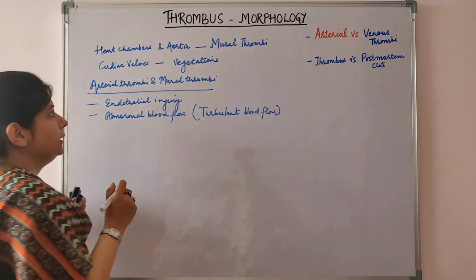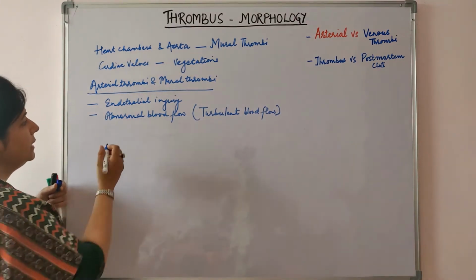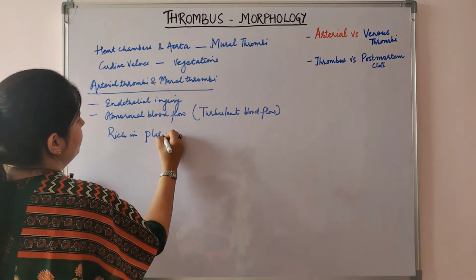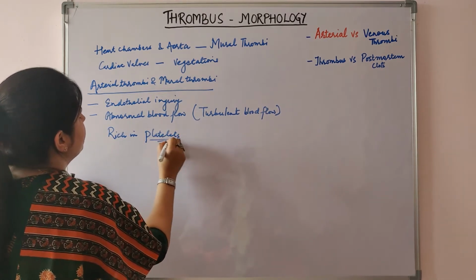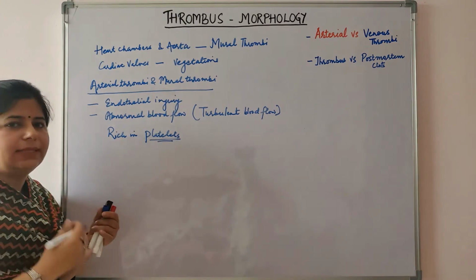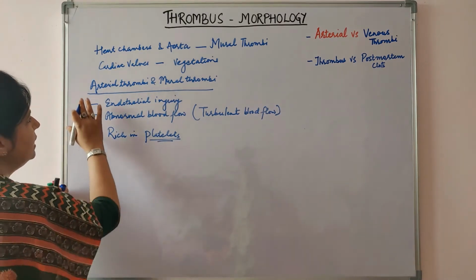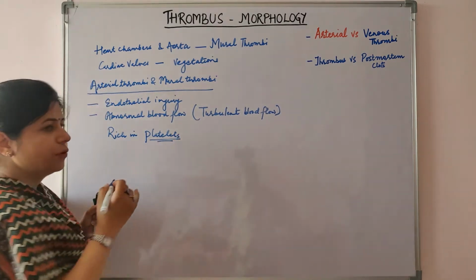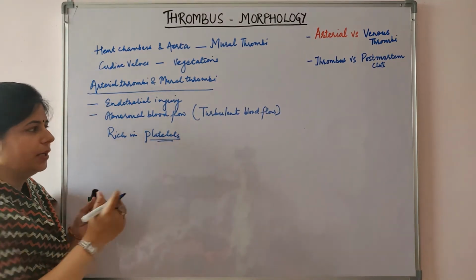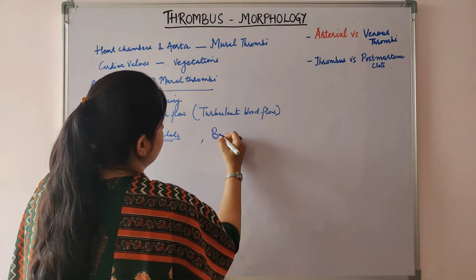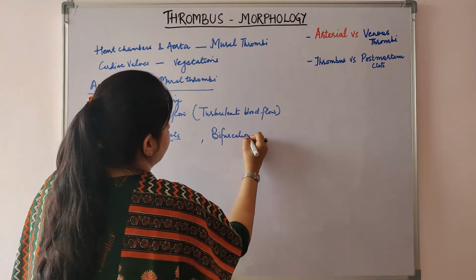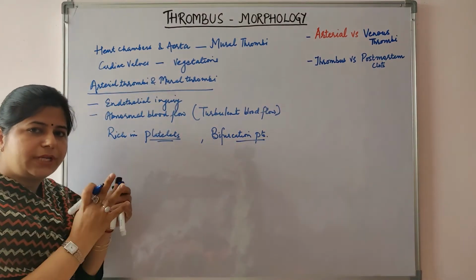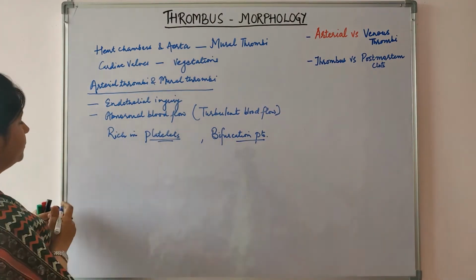So the arterial thrombus is rich in platelets, because when endothelial injury occurs, platelets adhere to it. So these thrombi are rich in platelets and the thrombi in the arteries tend to occur at the bifurcation points. Here the flow tends to become turbulent.